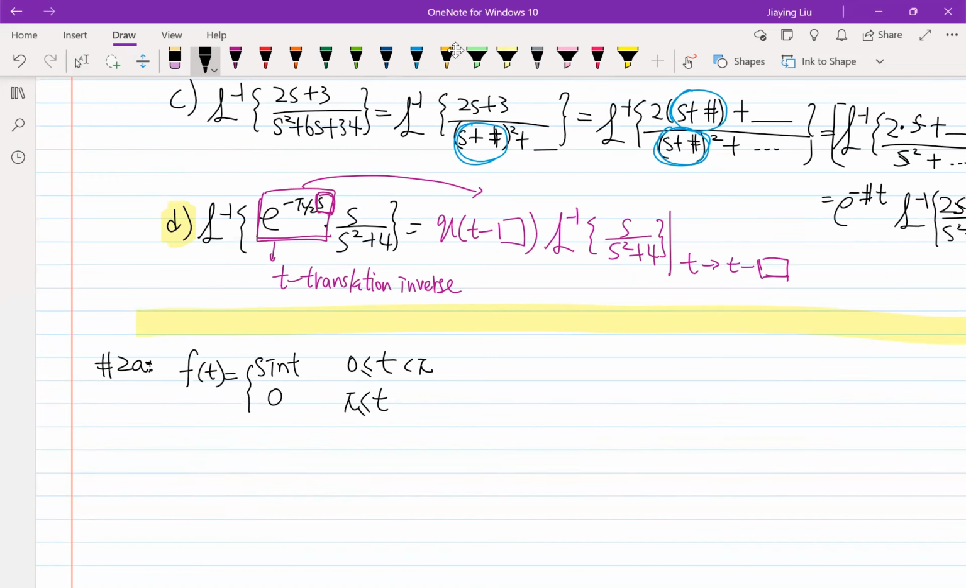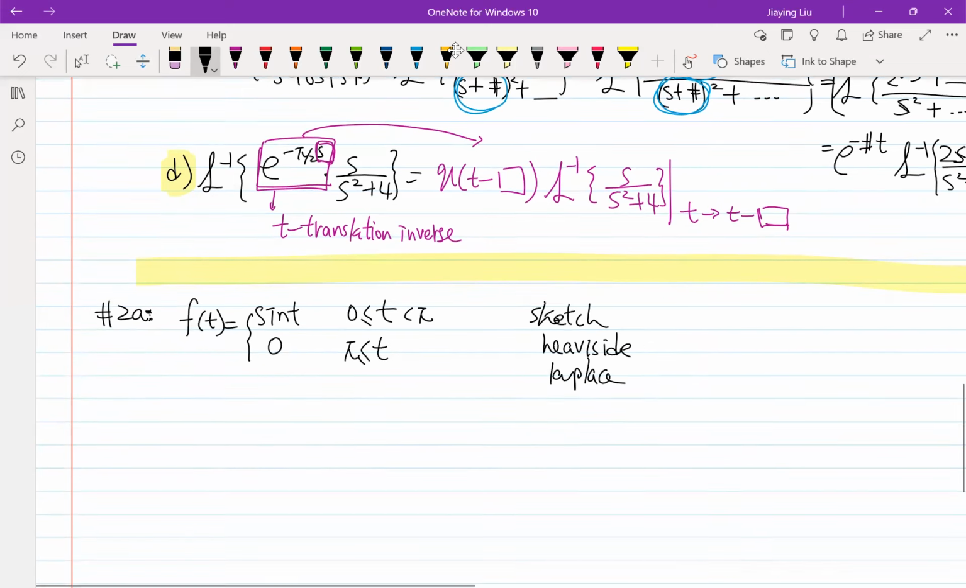Greater or equal to pi. So it asks you to sketch a graph, and it asks you to find the f of t in terms of Heaviside function. And also it asks you to find the Laplace transform of f of t.